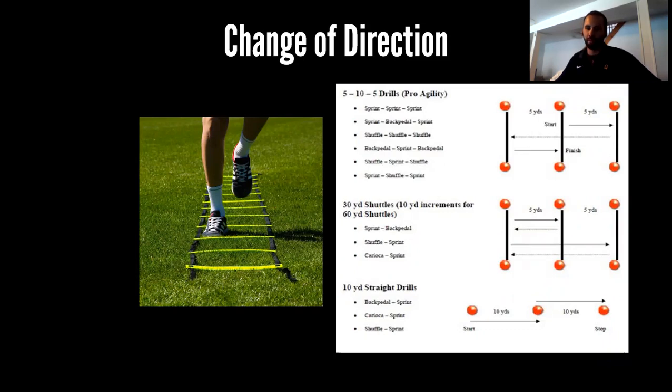So we don't call them speed ladders. The key here is that they are really just basic change of direction tools that we can use. They're also very good for return to play. We can put some of our athletes who are coming off of ankle or knee surgeries into something like this to get their heart rate up and get them moving a little bit. These are just examples of other common cone drills, like a 5-10-5 pro agility, a shuttle drill, or different straight line drills.